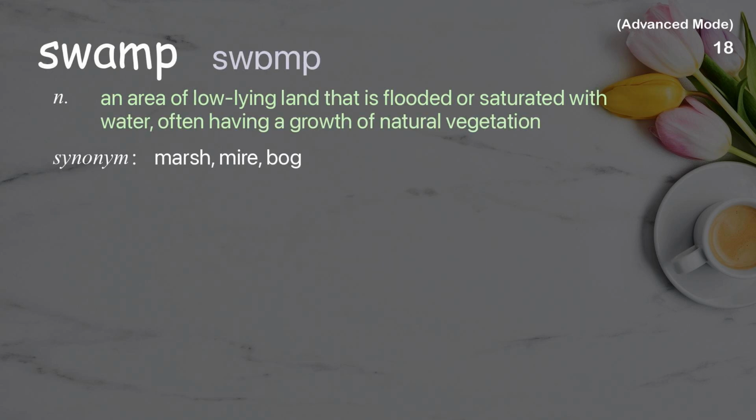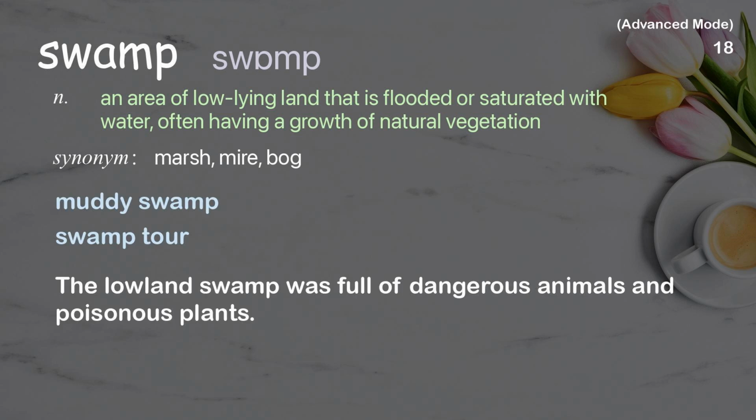Swamp. An area of low-lying land that is flooded or saturated with water, often having a growth of natural vegetation. Examples: Muddy swamp. Swamp tour. The lowland swamp was full of dangerous animals and poisonous plants.